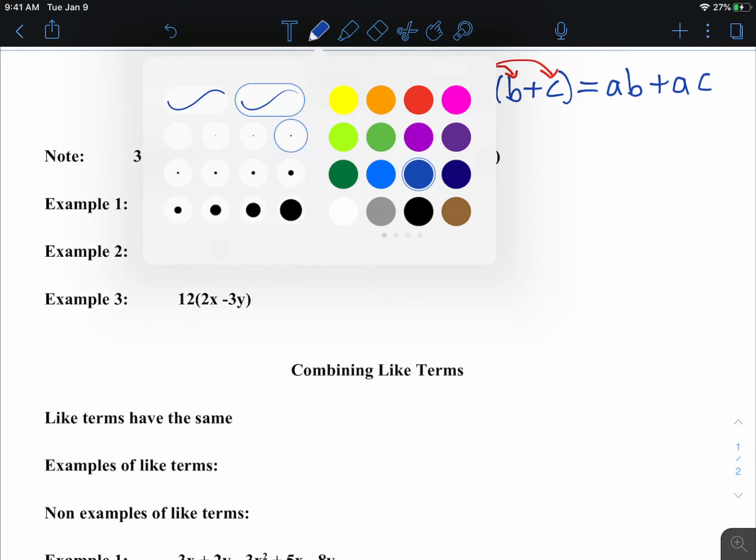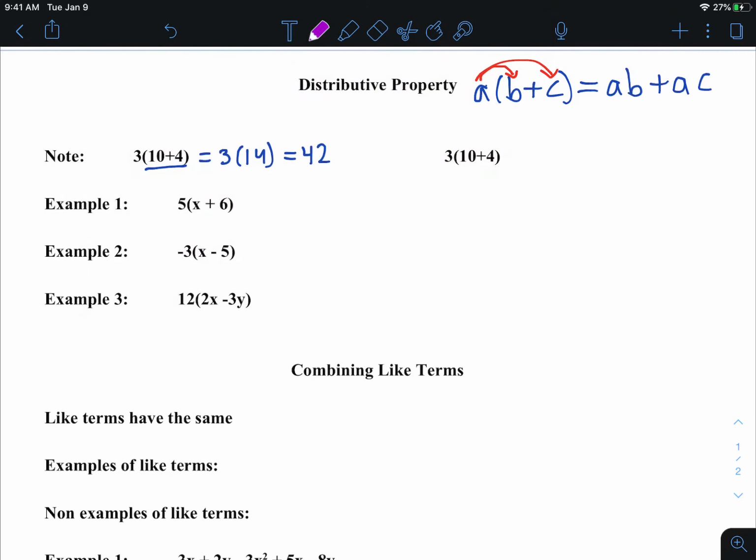Now, let's do this by distributing the 3 first. So we're going to do 3 to the 10 and to that positive 4. So this is going to become 3 times 10 plus 3 times 4, which is 30 plus 12, which is 42. So the first place you might have learned the distributive property was as a way to make multiplication easier. I'll be honest, I had to use a calculator for 3 times 14. I didn't know that off the top of my head. But 3 times 10 and 3 times 4, those were easy.